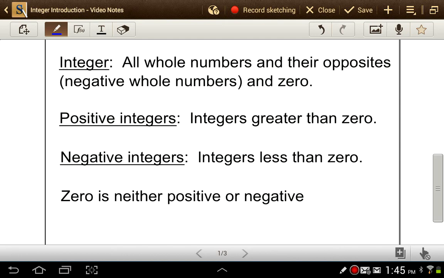A positive integer is all the integers greater than 0. A negative integer is all your integers less than 0. Remember that your integers are whole amounts and not partial amounts. 0 is neither positive nor negative, so you need to remember that. Make sure you have those definitions written down, and when you do, you can move on.